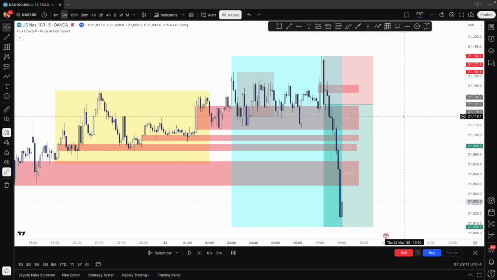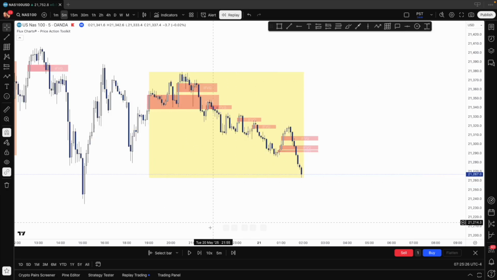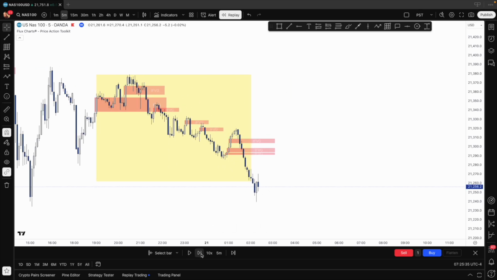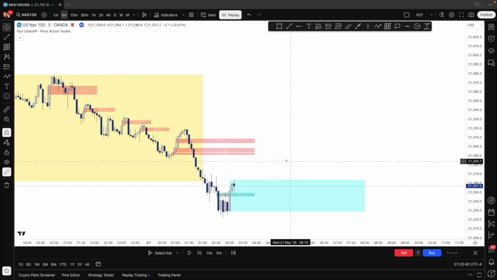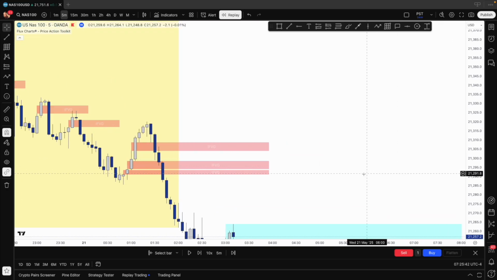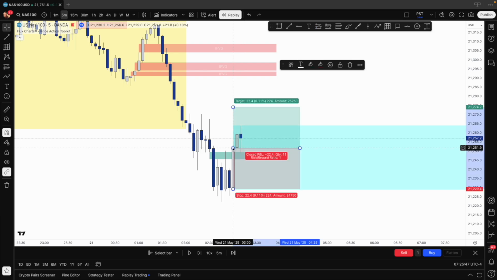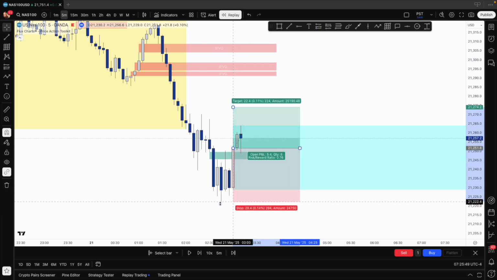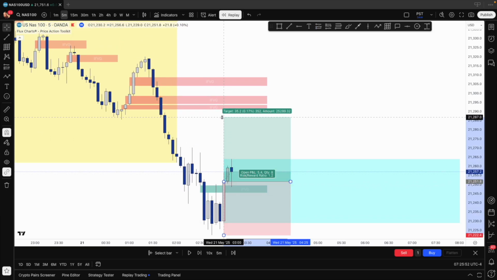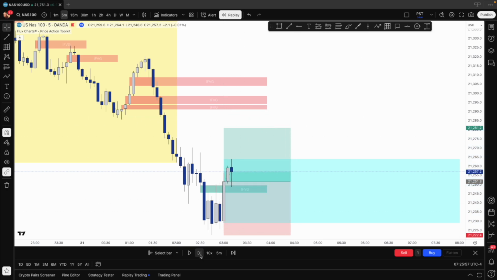Let's look at one more example. All right, so here is our Asia. Let's just wait for Asia to finish. There we go. So we took Asia lows. We're waiting for London to start. There we go. At the start of London, we immediately have our inverse fair value gap right over there. So stops below the low and target a 1.1 for a break even. Let's see what happens.